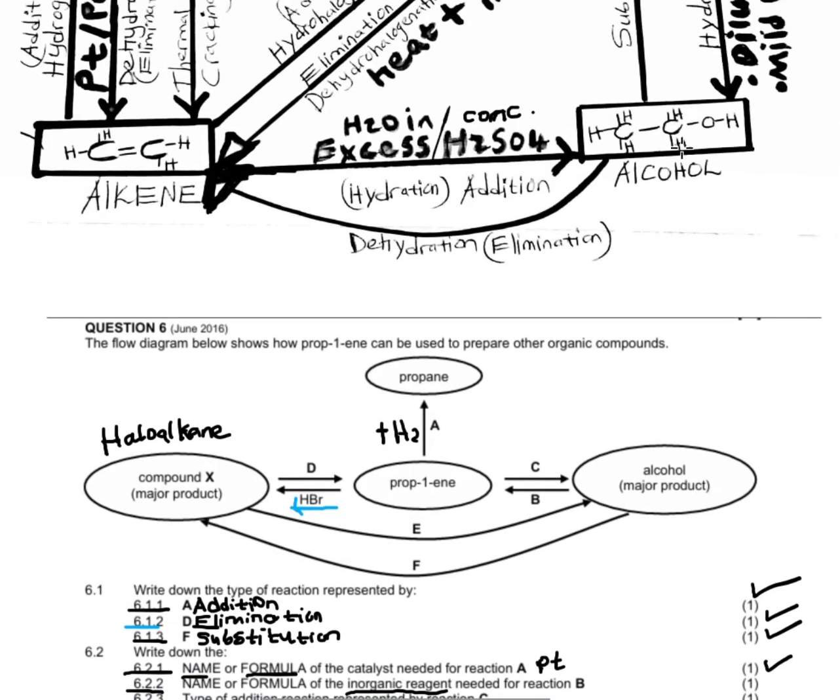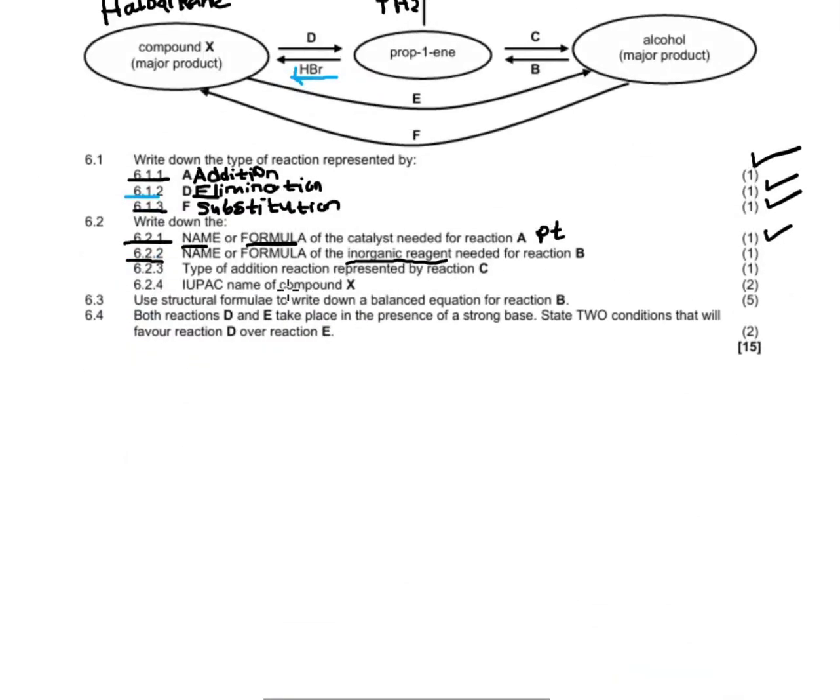That's the inorganic reagent, because we are going backwards. We are moving from an alcohol to the alkene, so it has to be the elimination reaction, and it's going to be dehydration. For us to perform dehydration, we need the concentrated sulfuric acid. Very important, guys. So the inorganic reagent here is the concentrated sulfuric acid. That's 1 mark.